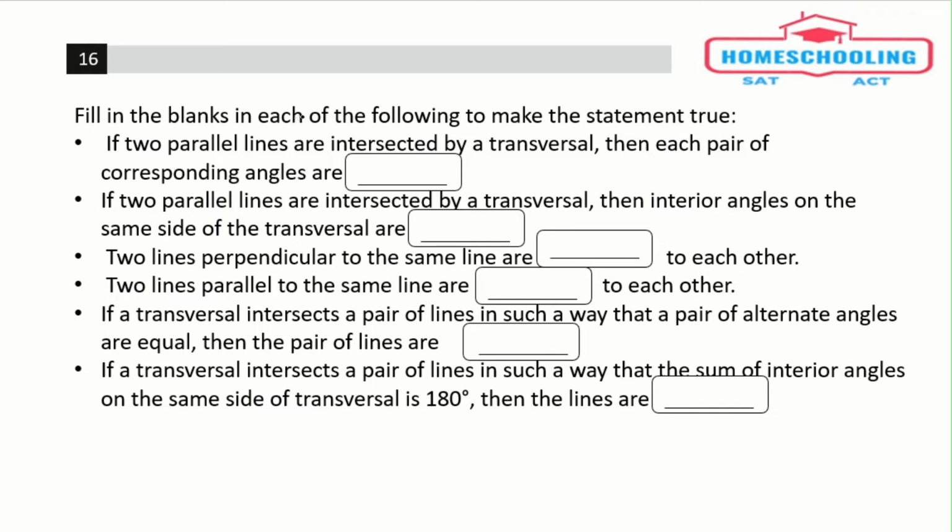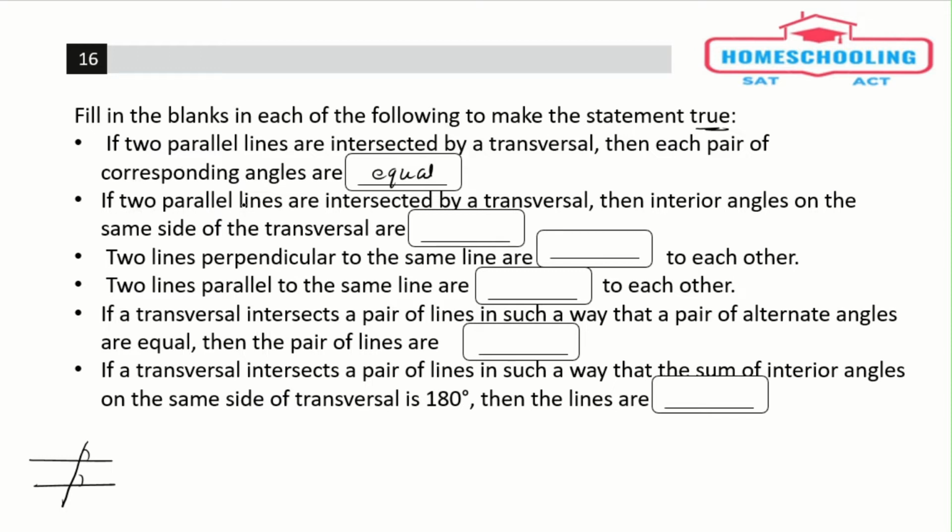Fill in the blanks in each of the following to make the statement true. So first statement, if two parallel lines are intersected by a transversal, then each pair of corresponding angles, so this is a corresponding angle, are always equal.